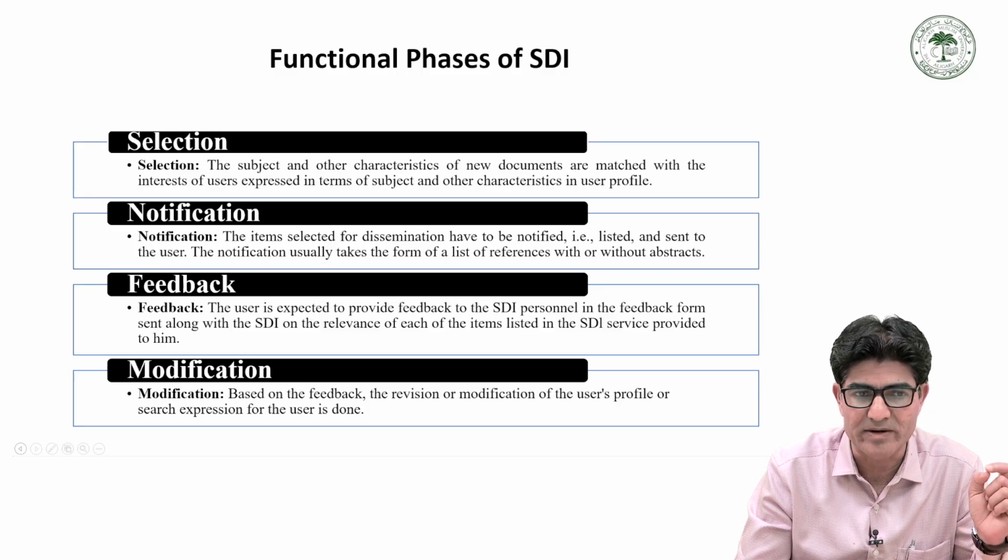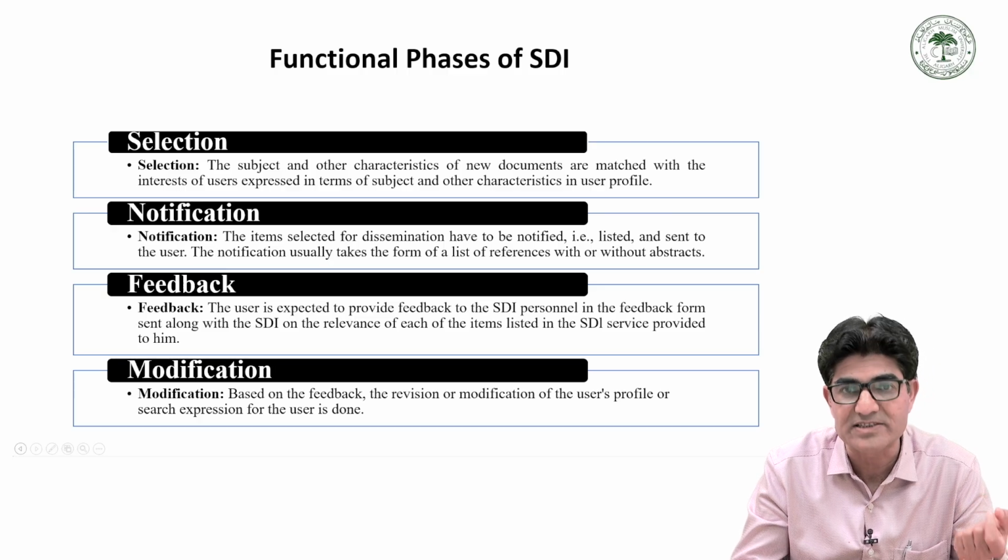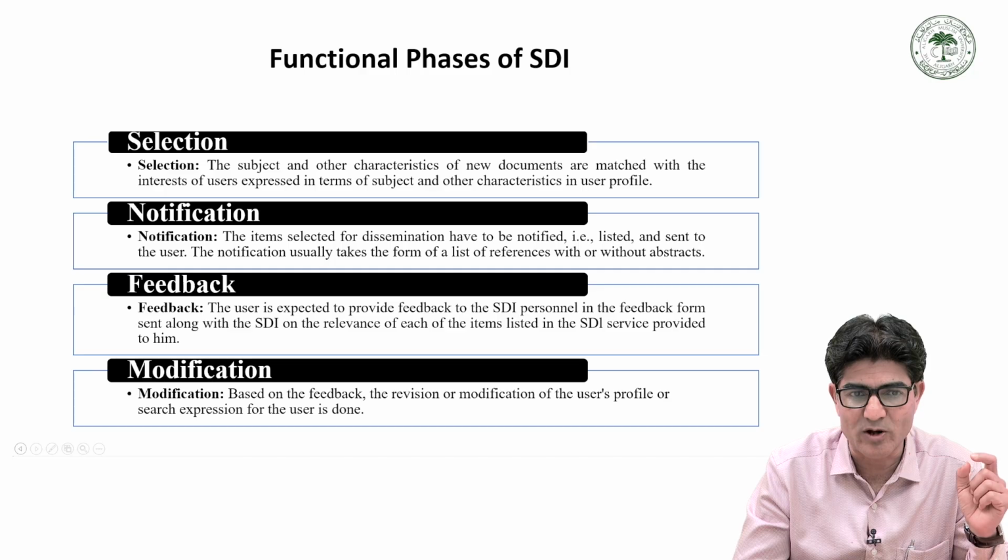That is very important, because sometimes when the information is provided to the users, the results which are matched and notified to the users may be relevant or may not be relevant. Only when feedback is received from the users is the librarian able to know. So the user is expected to provide feedback to the SDI personnel in the feedback form sent along with the SDI on the relevance of each of the items listed in the SDI service.